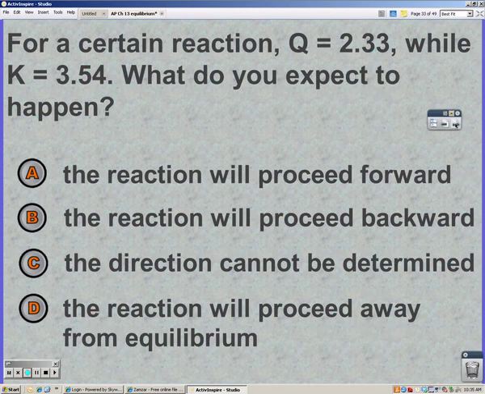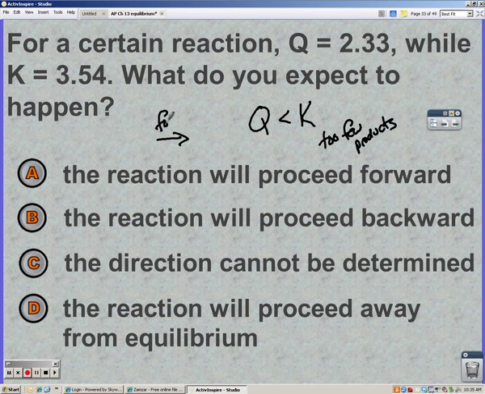Go ahead and pause the video and figure out which of these will be our answer. Well, Q is less than K, meaning we have too few products. So the reaction should shift to the right to make more products. If it shifts to the right, that means that the forward reaction will be taking place, which gives us A.